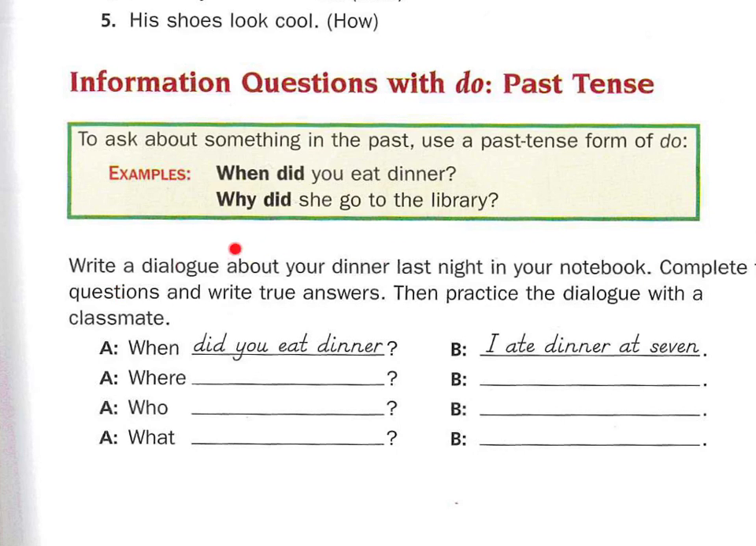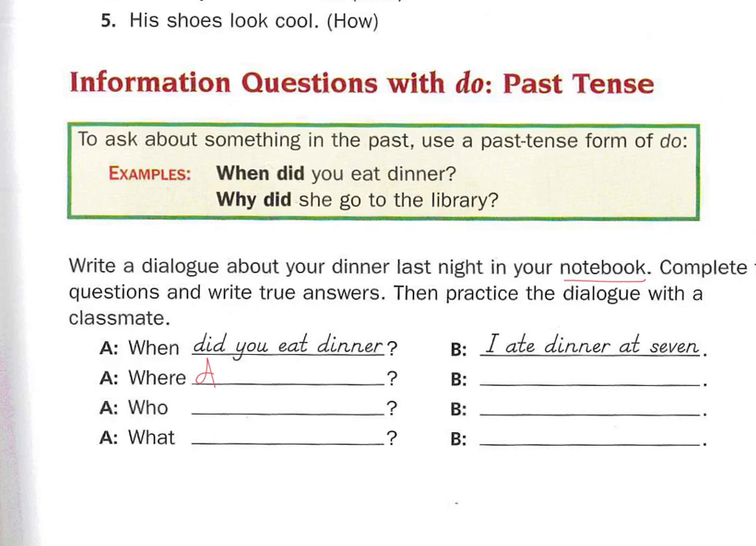So you're going to write a dialogue about your dinner last night in your notebook. In your notebook, complete the questions and write true answers. Then practice the dialogue with a classmate. When did you eat dinner? I ate dinner at 7.